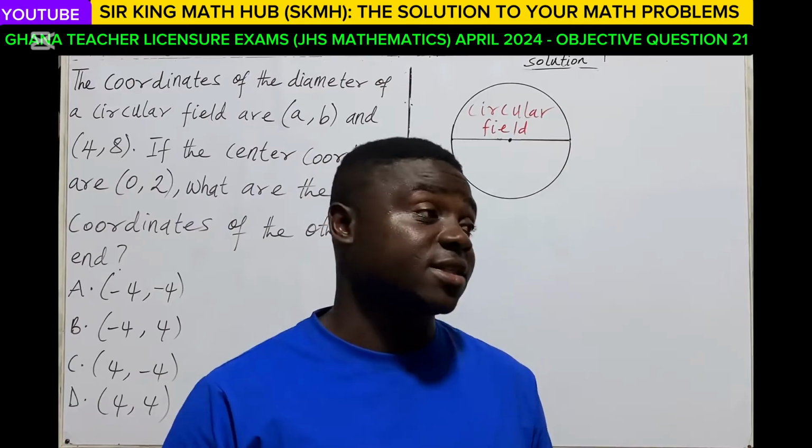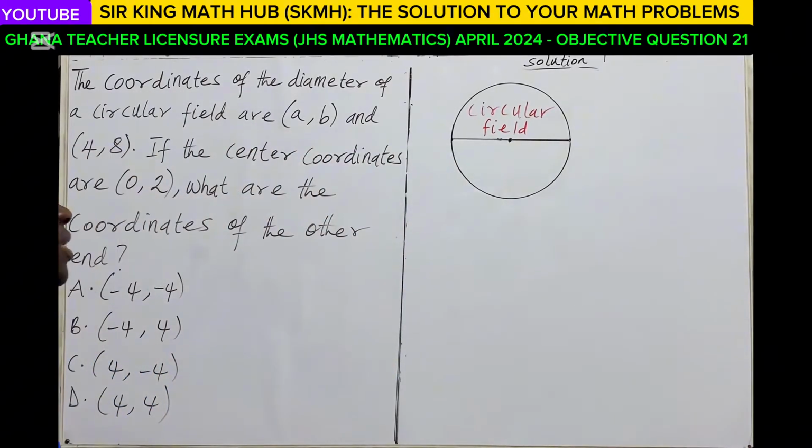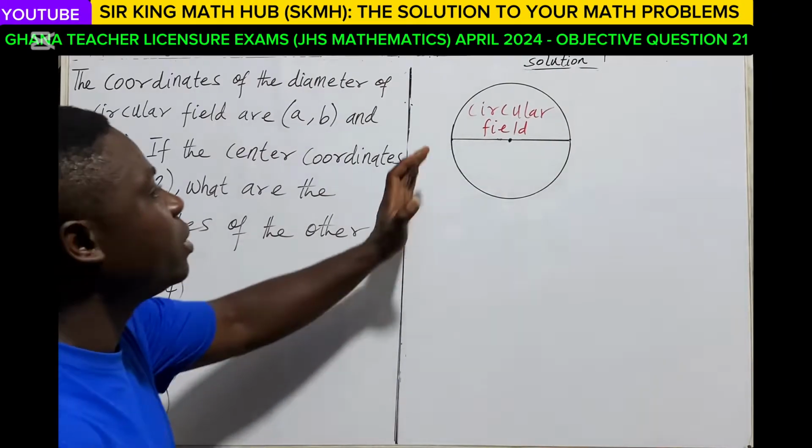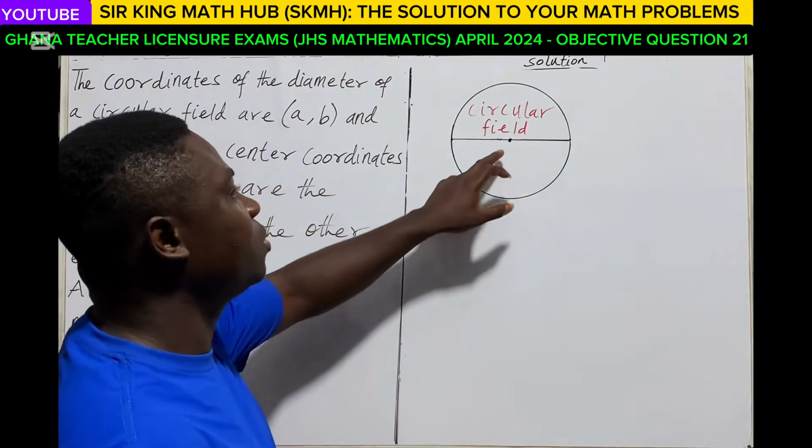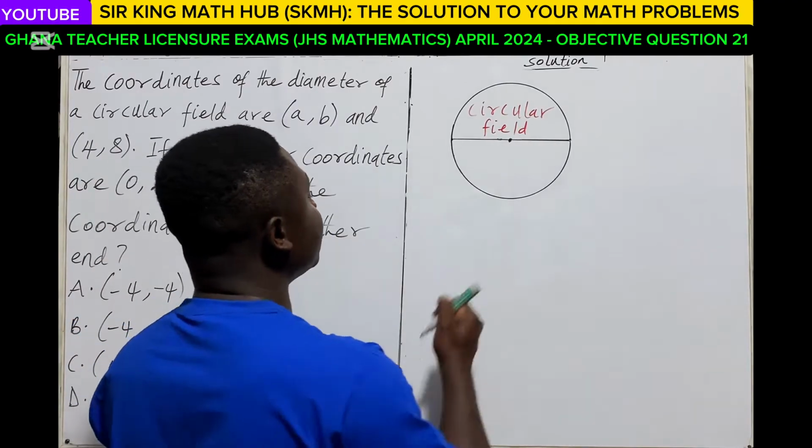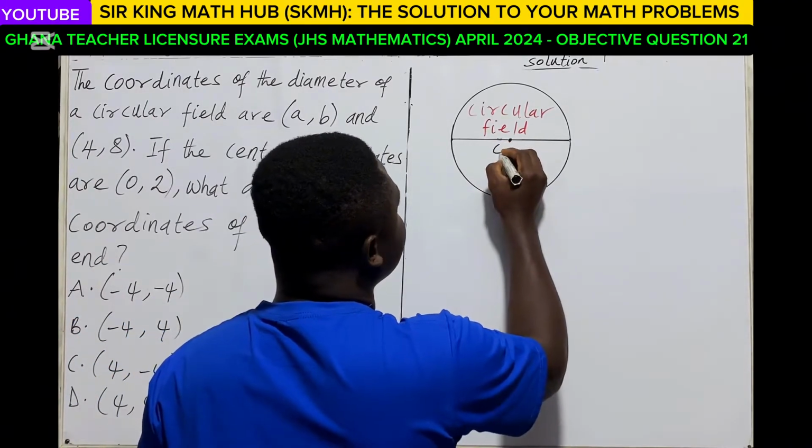This is Ghana Teacher License Exams, JHS Mathematics, April 2024, Objective Question 21. The coordinates of the diameter of a circular field are AB and 4, 8. So we have our circular field. We have our center, so I'm naming the center as C.